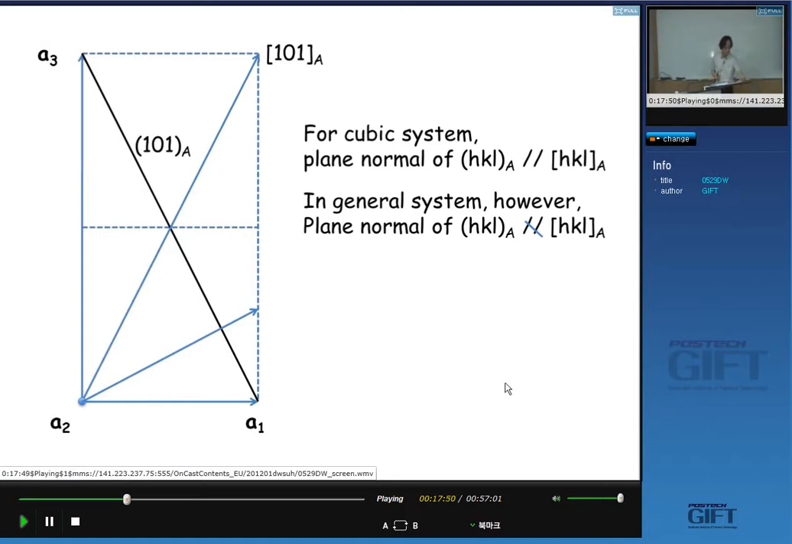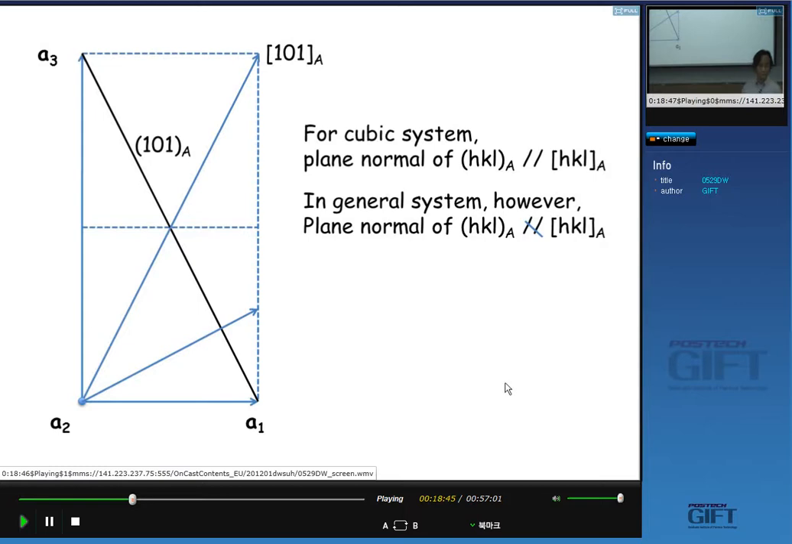However, this kind of expression of the plane is not particularly convenient when we handle the mathematical formulation. The more convenient way is to define the plane with the plane normal vector. Here is a plane, and there is always a plane normal vector. So by defining the plane with its normal vector, it will be more convenient to handle mathematically.